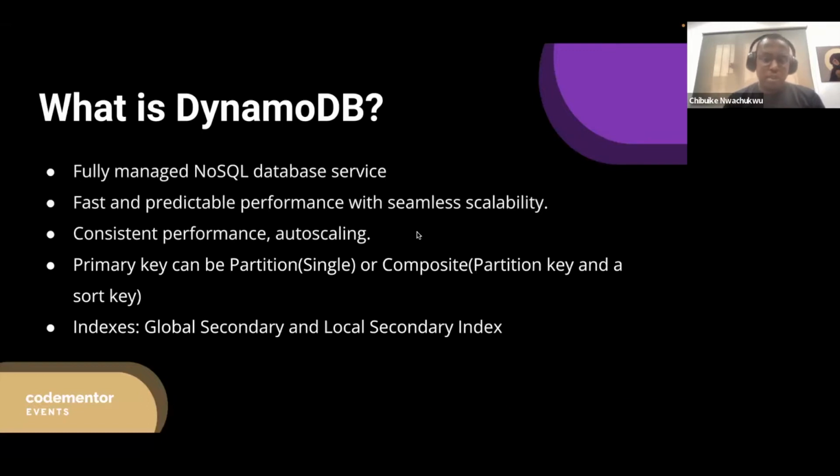Then we have a second kind of primary key, which is a composite primary key made up of both a partition key and a sort key, right? So combining both of them gives us a single primary key. But in a real sense, there are actually two keys that make up that particular primary key.